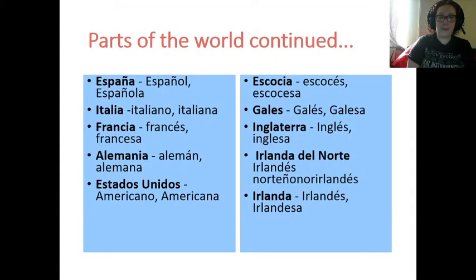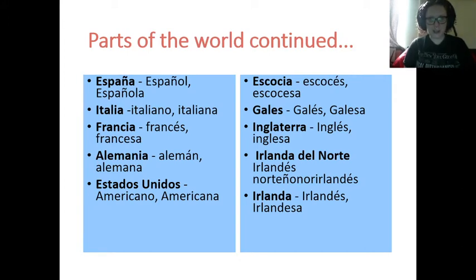Okay, so another thing that is obviously going to be quite important is, yeah, you can say where you're from, but what do you call yourself? So if you're from the UK, you're British. If you're from Spain, you're Spanish. If you're from France, you're French. If you're from Italy, you're Italian. If you're from Mexico, you're Mexican. If you're from Australia, you're Australian. So it's all very well and good me telling you the countries. You also need to know what people call themselves as well, which is quite important.